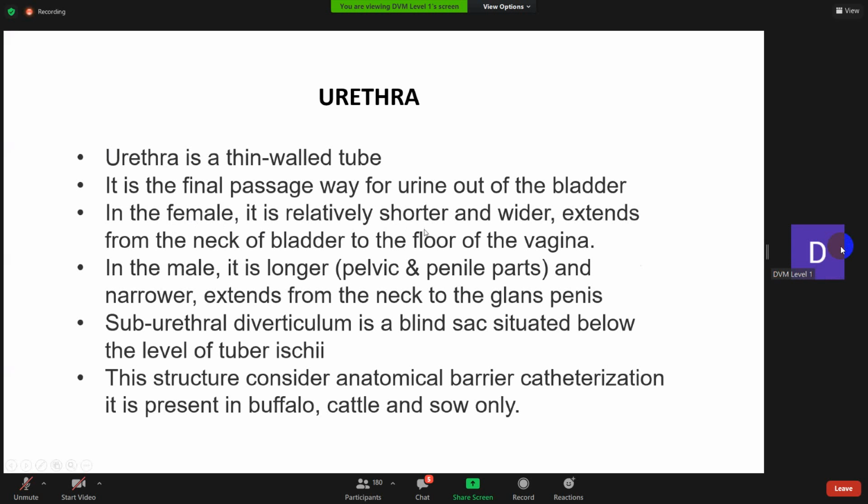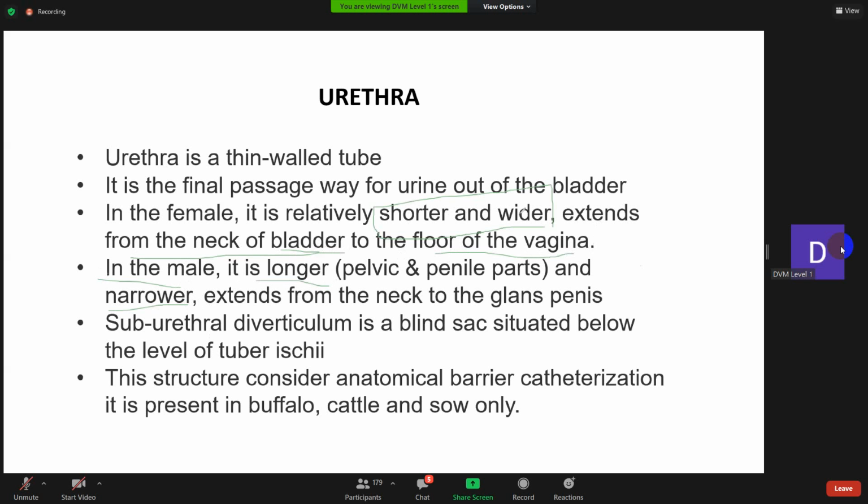In the female, it is relatively shorter and wider. I already discussed this: in the female it is shorter and wider and extends from the neck of the bladder, as I showed in the last slide, and opens into the floor of the vagina. And in the male, it is of course longer and narrower. In the male and female, what are the differences in the urethra?